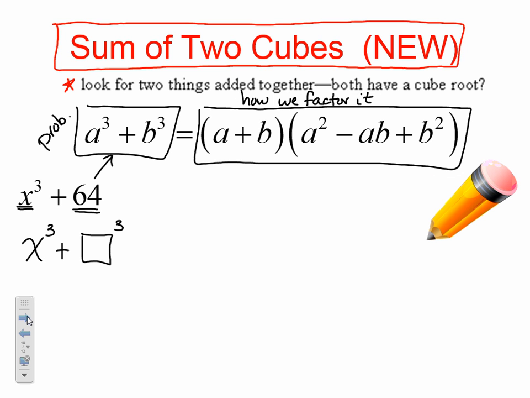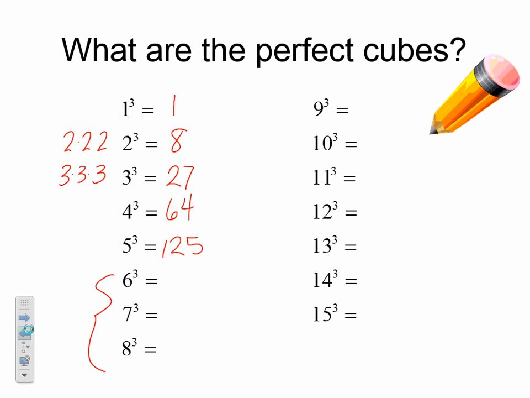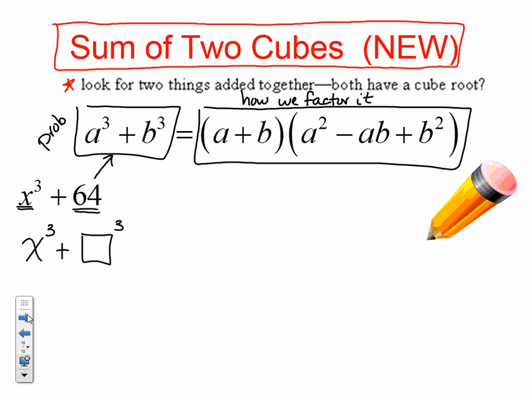Well, what is that something to the third power that would make 64? If you look back on your list of perfect cubes, notice 64 is the same thing as 4 to the third power. So we're basically going to rewrite the problem so that we have something to the third and something else to the third.